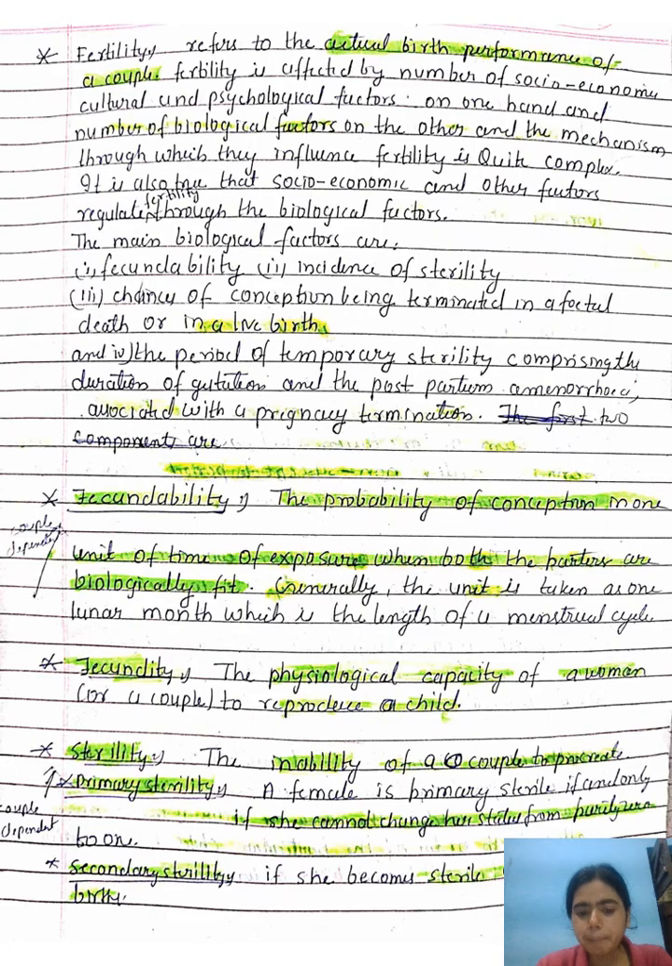Primary sterility: a female is primary sterile if and only if she cannot change her status from parity zero, like if she will never be able to procreate, this means she is primary sterile. Secondary sterile: if she becomes sterile after one birth, like the birth of the first child, then it comes under secondary sterility.